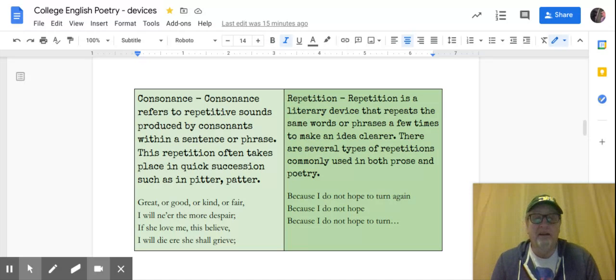Because I do not hope to turn again, because I do not hope, because I do not hope to turn. There's no hope. If that's not clear, the poet repeats it for you.